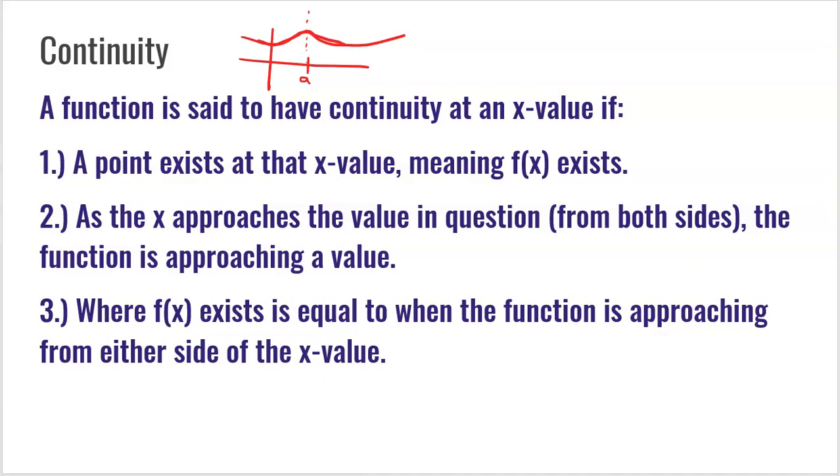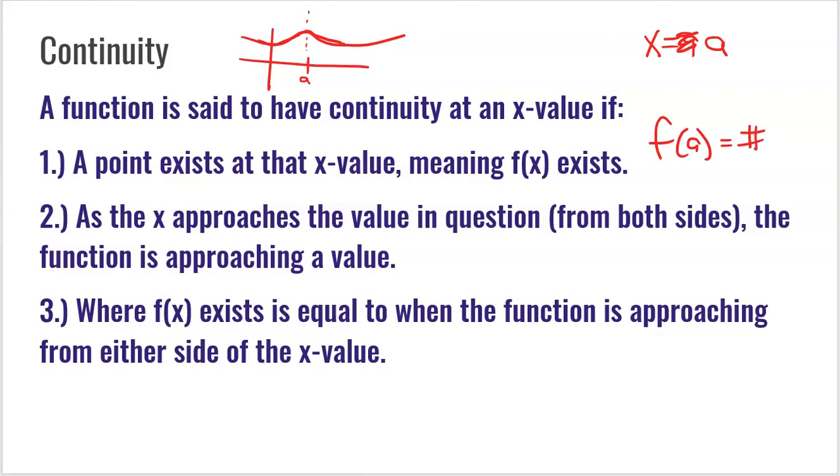So to be continuous, now here comes the actual math of it all, right? The definition. To have continuity at an X value, right? First, a point must exist at that X value. So if I want to prove that I'm continuous when X equals A, I have to be able to plug A into the function and get an answer, get something, right? I have to get a value.